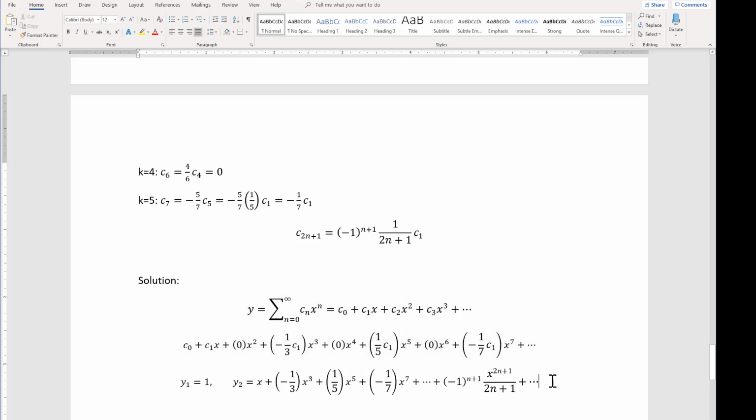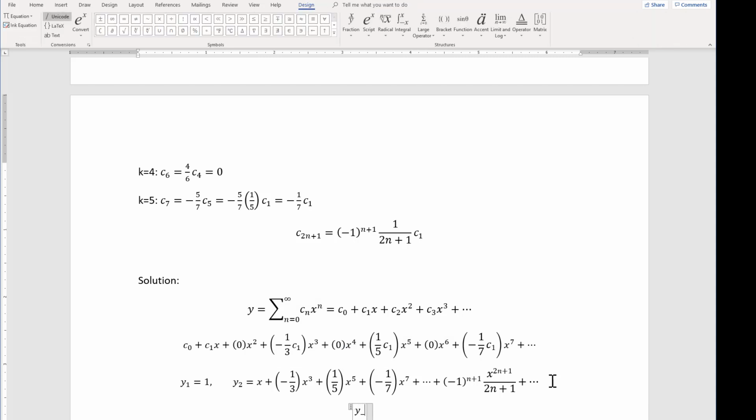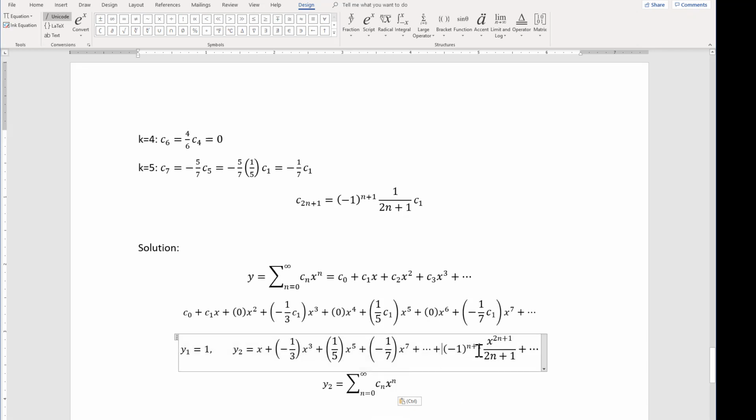So your y sub 2, if you want to rewrite it, y sub 2 is actually equal to the series where these are your constant terms. But it looks like we're only dealing with the 2n plus 1, the odd terms. So this is another way to rewrite your y2. So these are our two linearly independent functions, y sub 1, which is equal to just 1, and y sub 2, which is equal to this series. Okay? Alright, hope that helps.